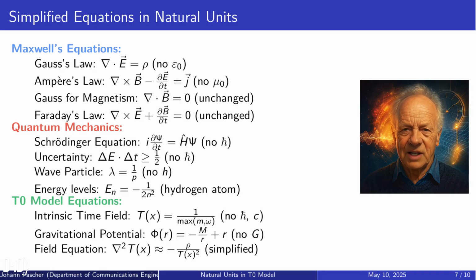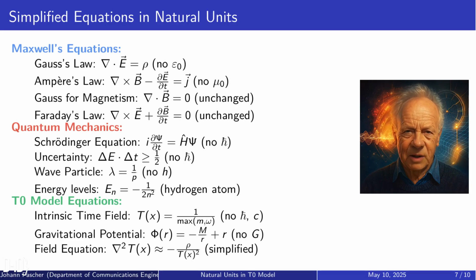Quantum mechanical equations also simplify. The Schrödinger equation loses its h-bar. The uncertainty principle becomes delta E times delta T greater than or equal to 1/2. The wave-particle relationship becomes lambda equals 1 over p. For the hydrogen atom, energy levels become -1 over 2n squared.